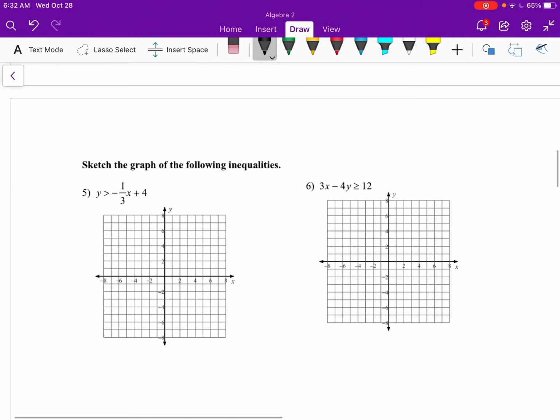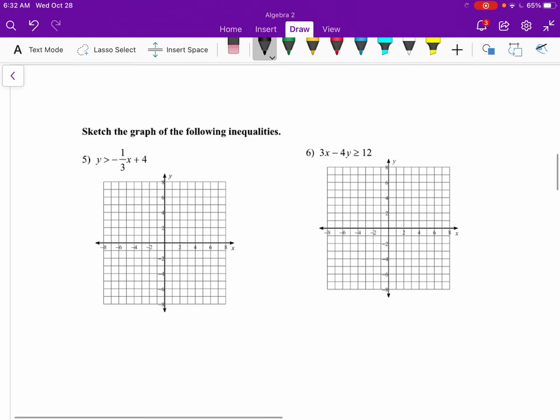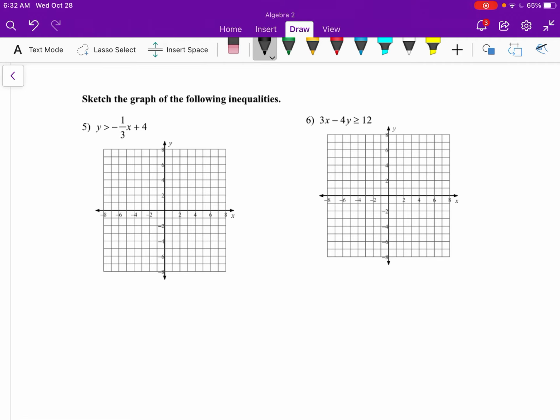Our last couple questions are graphing inequalities. Our first one is in y equals mx plus b form, or it's not equals, it's greater than, but it's in slope-intercept form. So we start with the 4, we start with the y-intercept, then we use our slope. Now this negative here can go to the top or it can go to the bottom, but it does not go to both. So we can write it as -1/3 or 1/-3. We cannot write it as -1/-3 because a negative over negative is positive. So we do not do that.